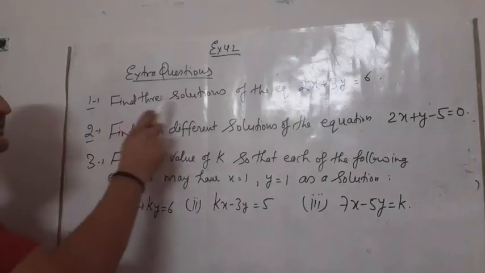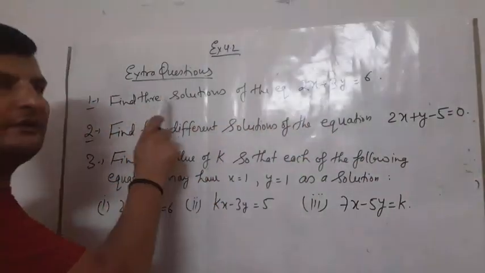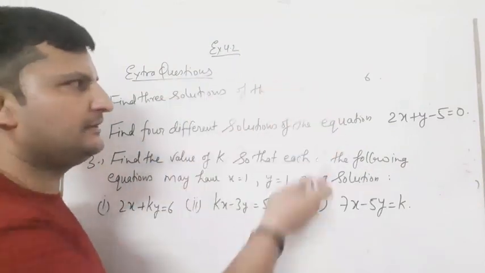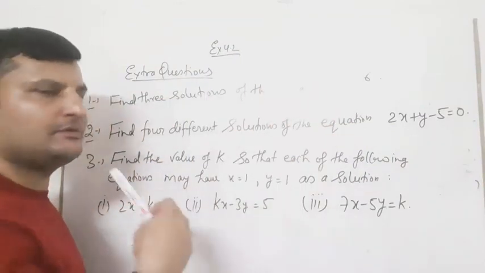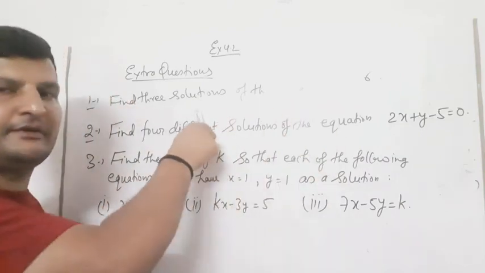First question is find three solutions of the equation 2x plus 3y is equal to 6. You have to find only three solutions. So you can put x is equal to 1 here, x is equal to 2 here, and x is equal to 3 here. You will get the values of y. You can put any of the values, as I have told you earlier. So you can do it like this. Only you have to find three solutions.